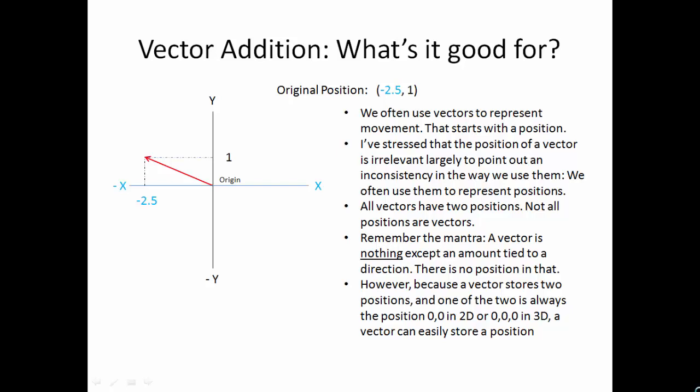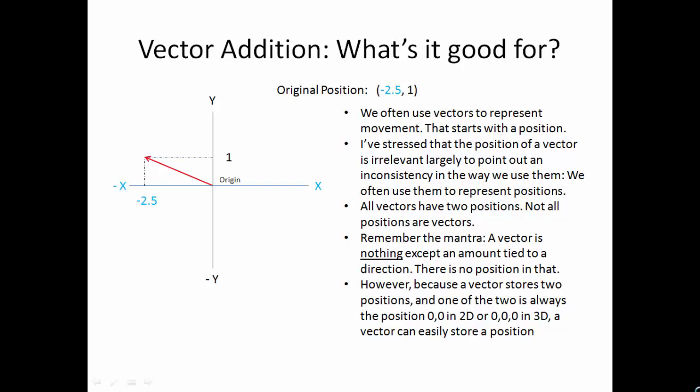So what is vector addition good for? We often use vectors to represent movement that starts with a position. I've stressed that the position of a vector is irrelevant, largely to point out an inconsistency in the way we use them. We often use them to represent positions. All vectors have two positions. Not all positions are vectors.